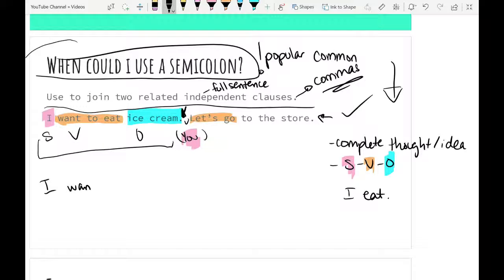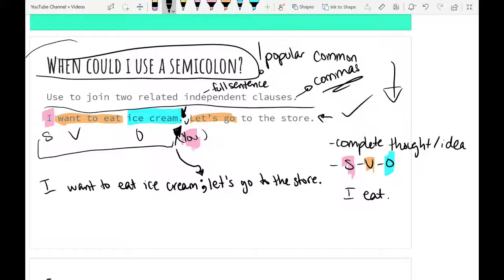I want to eat ice cream; let's go to the store. Okay, and very simply, this is how we would use a semicolon. It's going to replace this little period right here, and it's turning it into one of these. Now, the thing that this is doing is showing that there's a relationship between this sentence and this sentence.